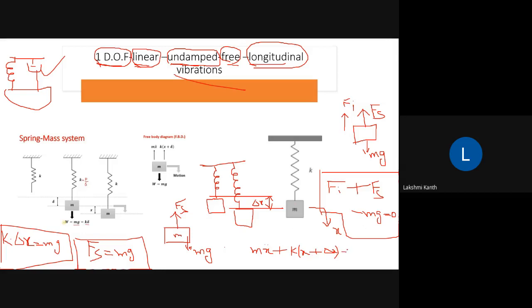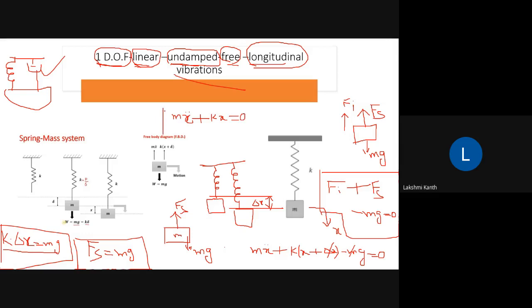And this minus m into g is equal to zero. After some more simplification, this is k into x plus k into delta x minus mg equal to zero. But for the initial equilibrium equation, k into delta x equals m into g. So the term k into delta x and this minus mg cancel. Then the final expression is m x double dot plus k into x equal to zero.